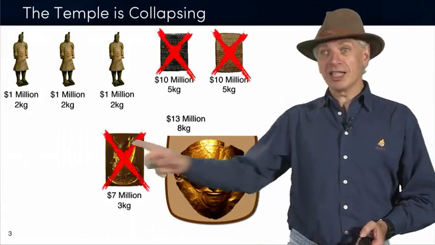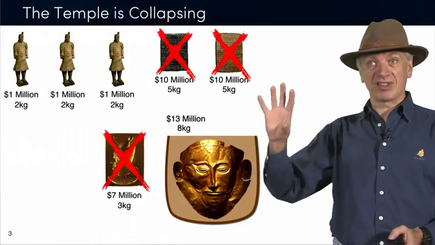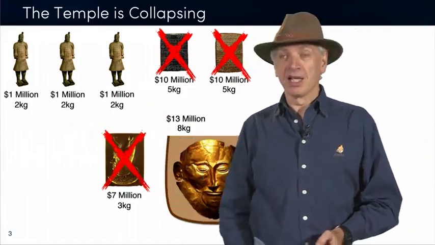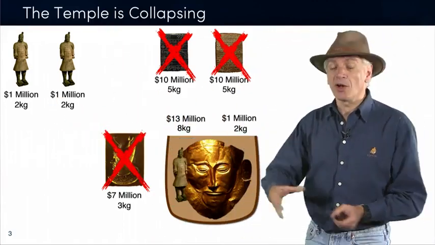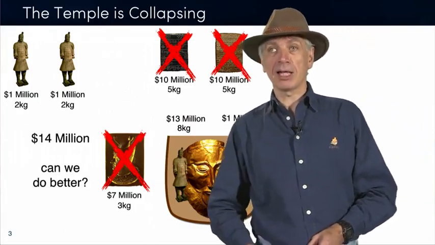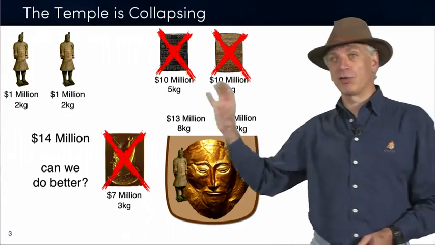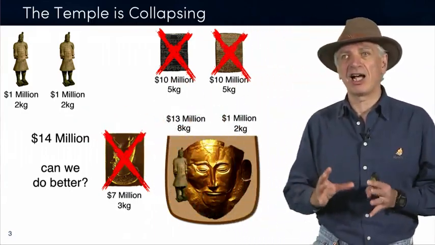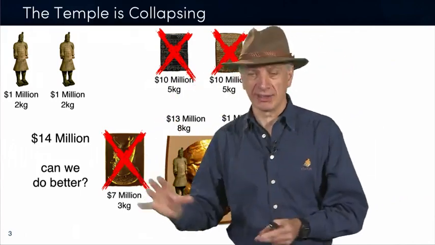So essentially these items cannot be selected anymore. The only thing left are the warriors there. Indiana Jones is going to select one of them and then exhaust the capacity of his knapsack. The value here is exactly 14 million, and the whole point of this class is to say, can we do better than this?